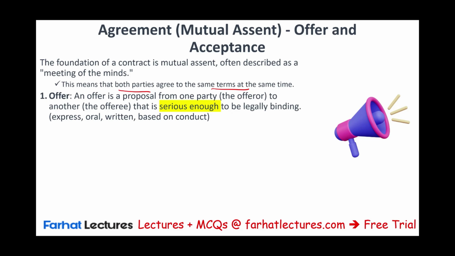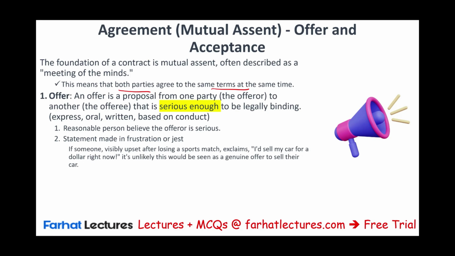And again, this contract could be express, oral, written, based on conduct, so on and so forth. This is what we looked at in the prior session. Now, it has to have a reasonable person believe that the offer is serious. Why? Because sometimes statements made in frustration are not really an offer. For example, if someone is upset because their favorite team lost the game, and says, I would sell my car for $1 right now. Well, that's not really a serious offer because it's not a genuine offer.